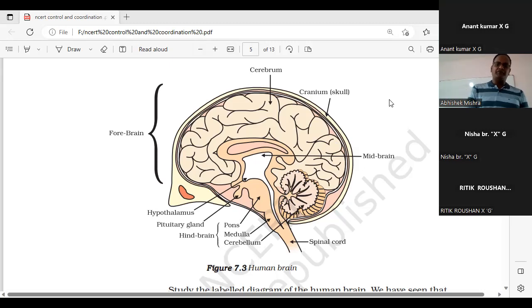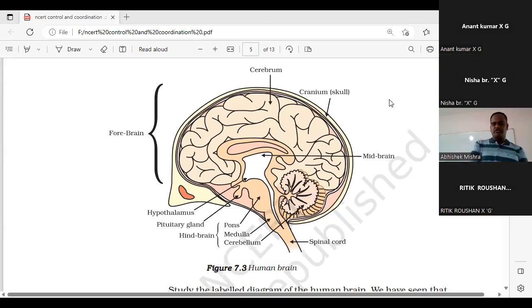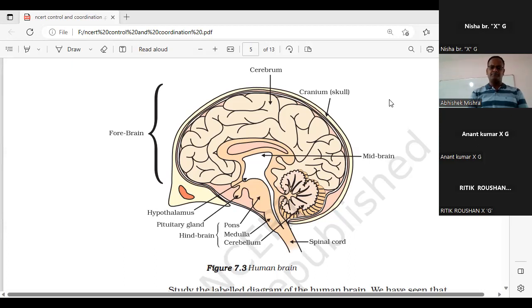And what is the name of the fluid present below the cranium? Forgot. Okay, no problem. Any other students? Okay, Nisha, unmute yourself. It's CSF, cerebrospinal fluid. Okay, CSF, cerebrospinal fluid, which protects the brain from external injury.